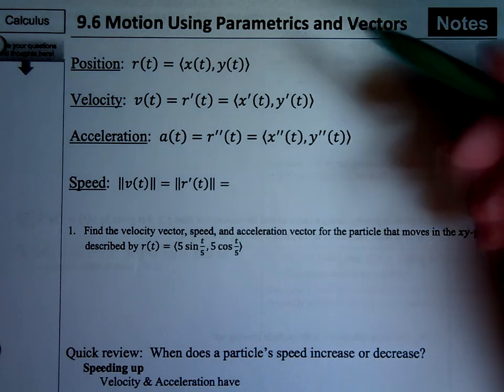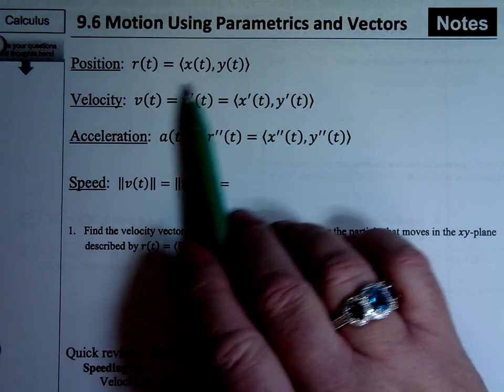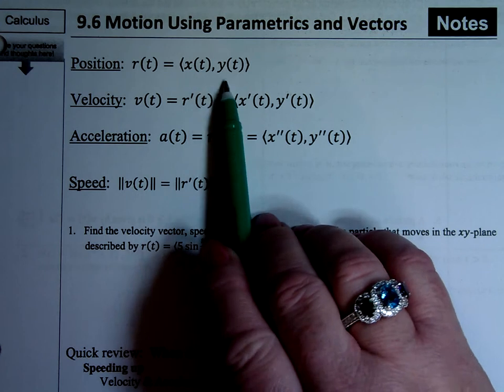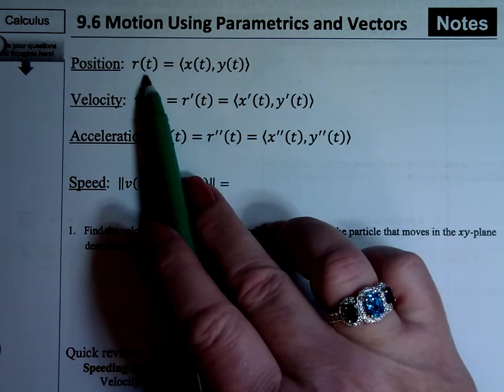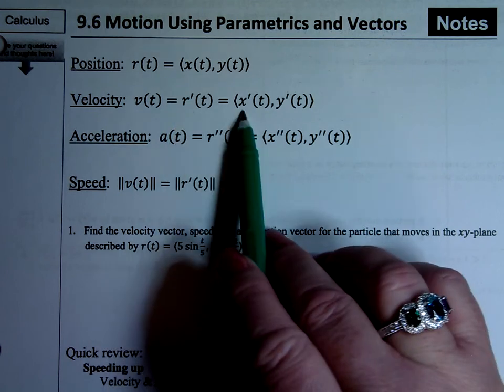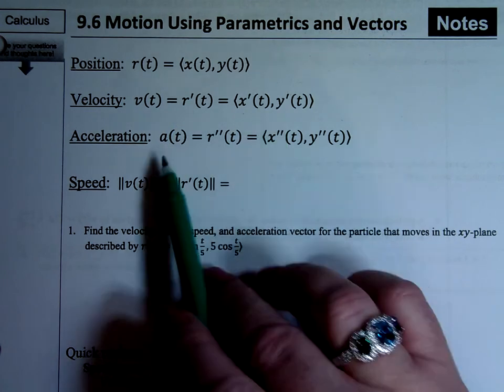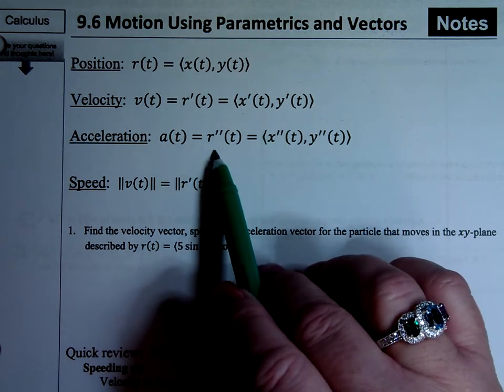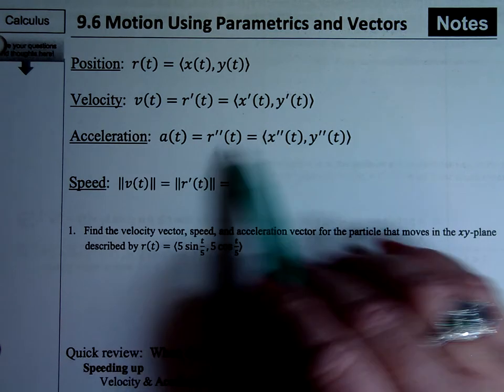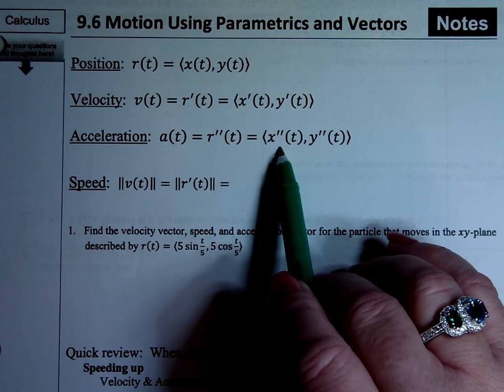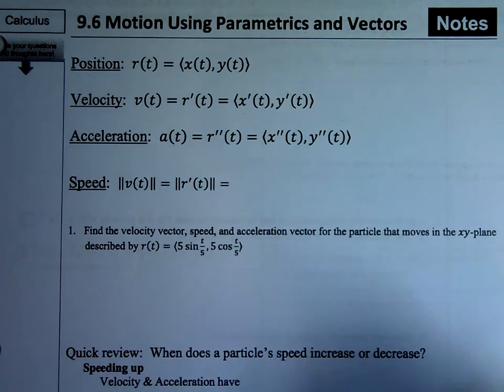So position, they call it r of t, but it's your x component and your y component. Velocity is the derivative of your position. So that's x prime of t and y prime of t, and acceleration is the second derivative of position, first derivative of velocity, and that's going to be x double prime of t, y double prime of t.